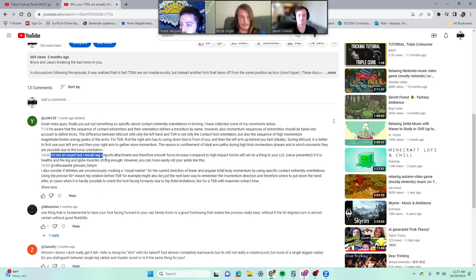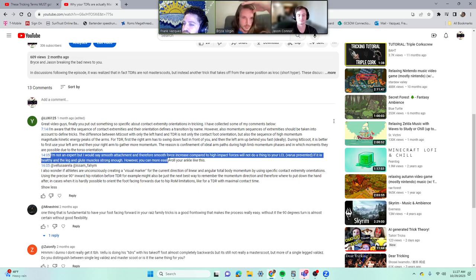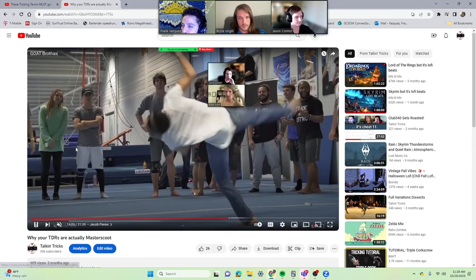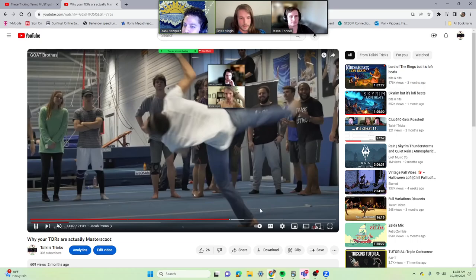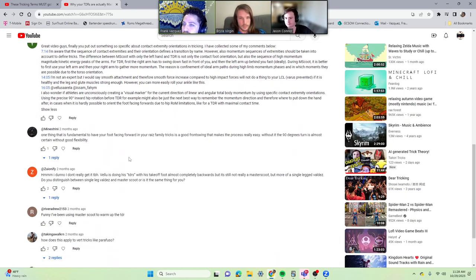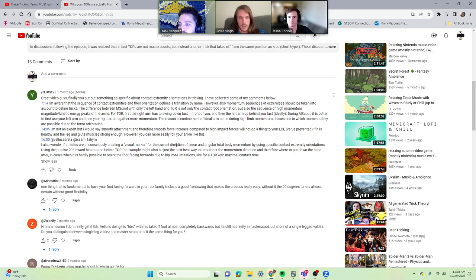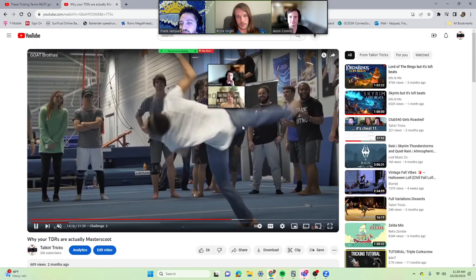All right, so for his next part, I'm not an expert, but I would say smooth attachment and therefore smooth force increase compared to high impact forces will not do a thing to your LCL, varus prevented, if it is healthy and the leg and glute muscles are strong enough. However, you can more easily roll your ankle like this. I do want to see what specific... Okay, this one is foot's that way. So this is what you were bringing up, Bryce, one time about applying forces perpendicular to the direction your knee bends.